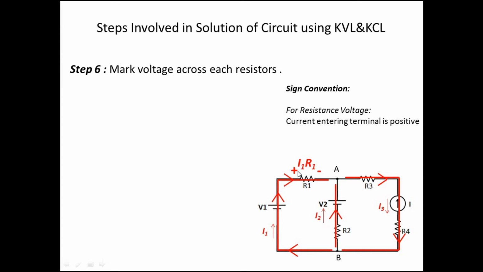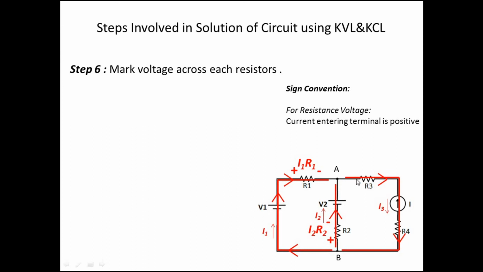Voltage is I1 R1 and the direction is plus here, minus here. Similarly for R2, the current is flowing like this. So current is entering this terminal and leaving this terminal. So here will be plus and here will be minus. And the current is I2. So the voltage will be I2 into R2.